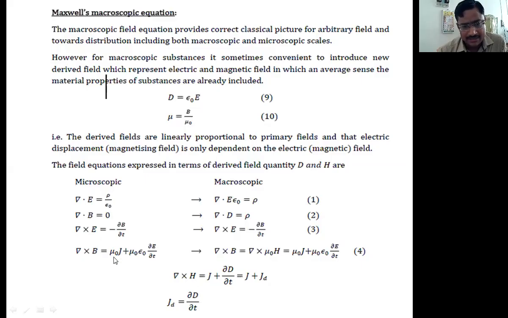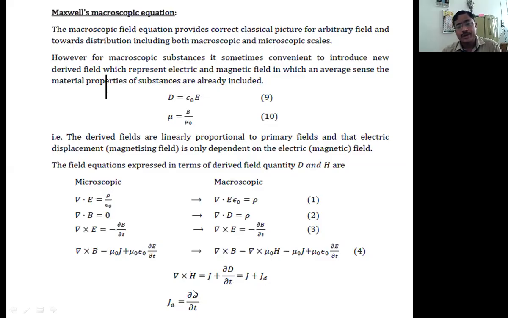J remains as it is, mu 0 went to the other side, J plus epsilon 0 dou E by dou T. We substituted the value of epsilon 0 E as D. So we have curl H is equal to J plus dou D by dou T. And as we already know, this term is always termed as the displacement current density. So J plus JD, where JD is equal to dou D by dou T.